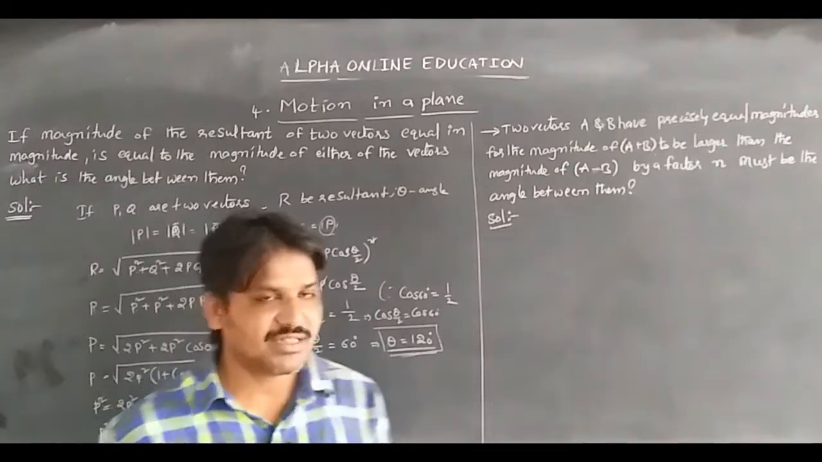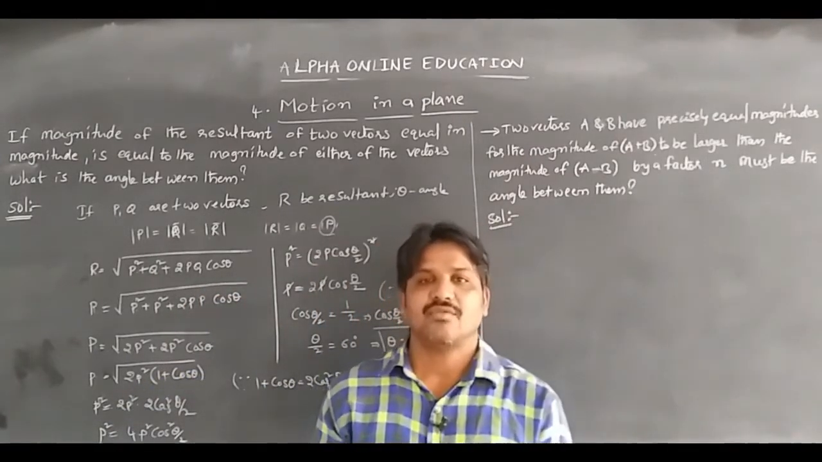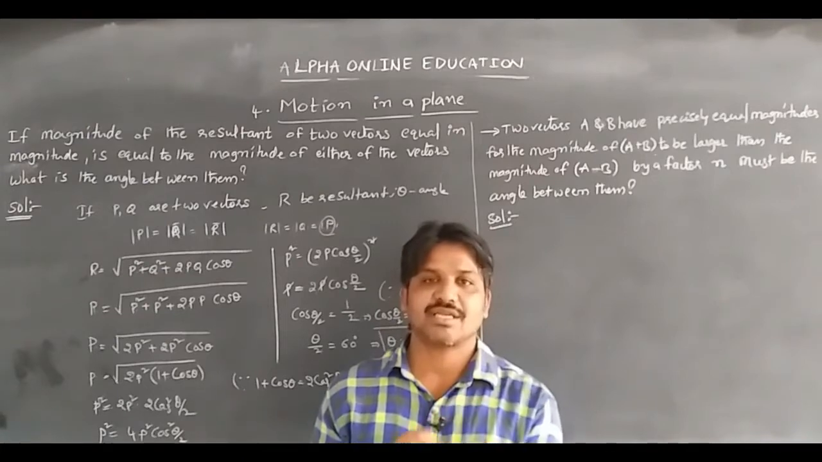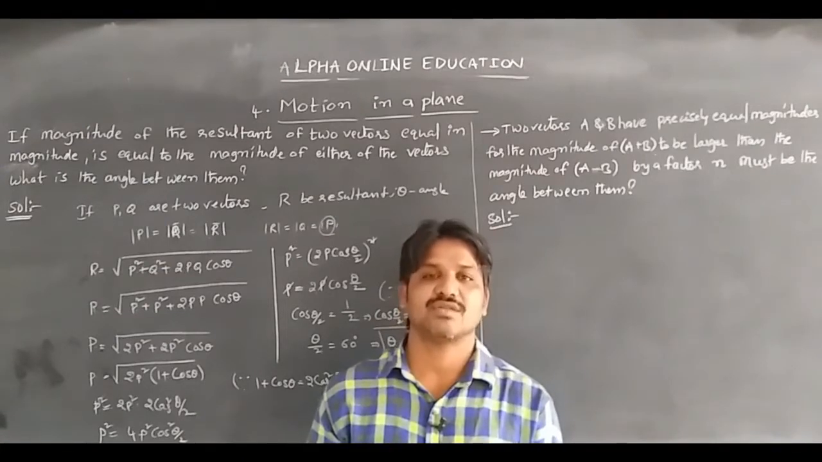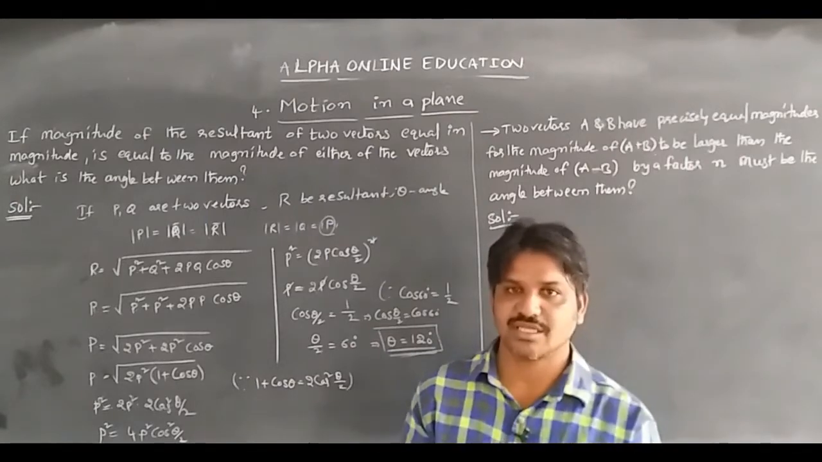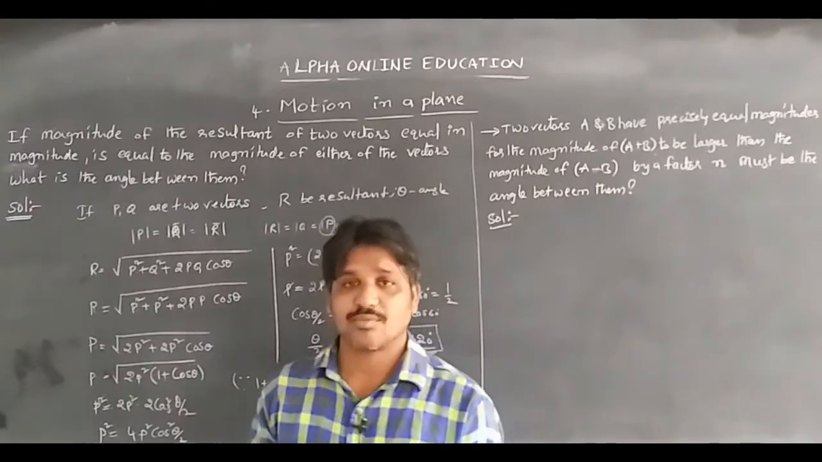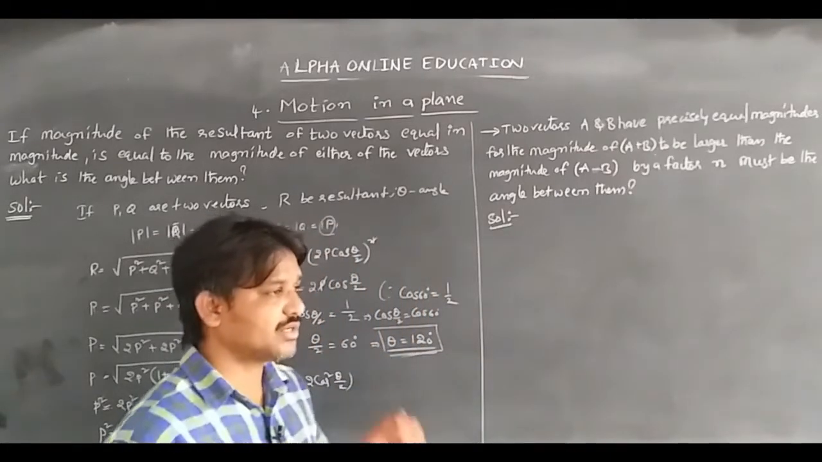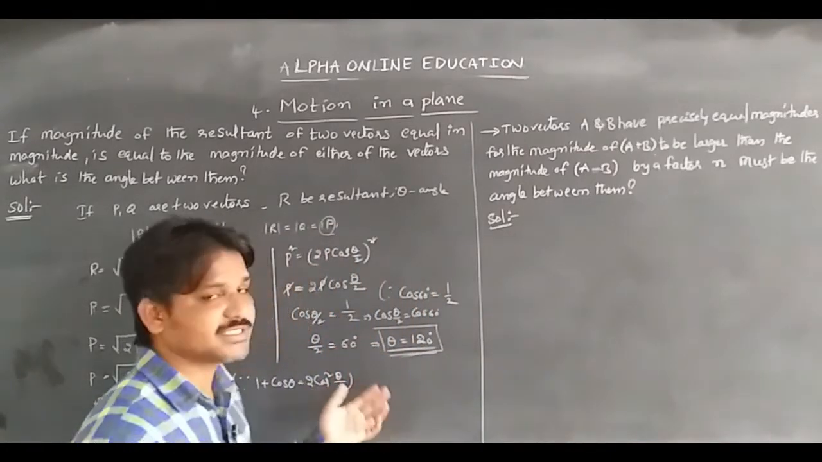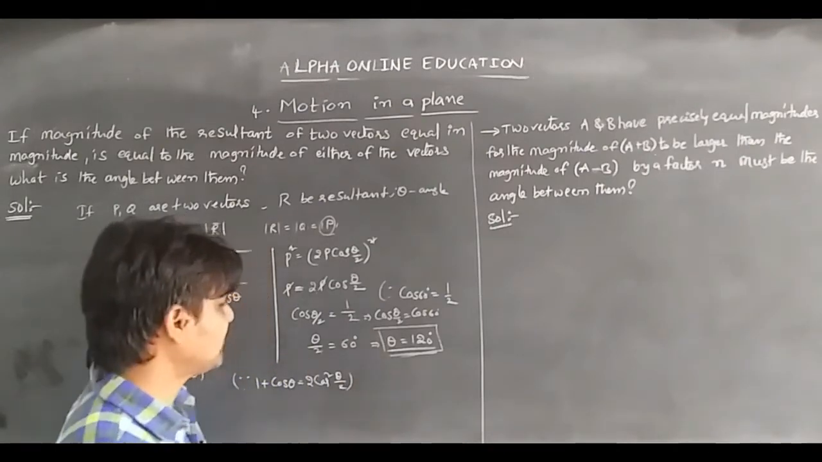Means when the angle theta between the two vectors is 120 degrees, then the magnitude of the resultant is equal to the magnitude of either vector, and the vectors' magnitudes are also equal. Then only we can get three equal vectors. This is about the problem. Whenever theta is equal to 120 degrees between the two vectors, then only the resultant is also the same. So this is one of the problems.